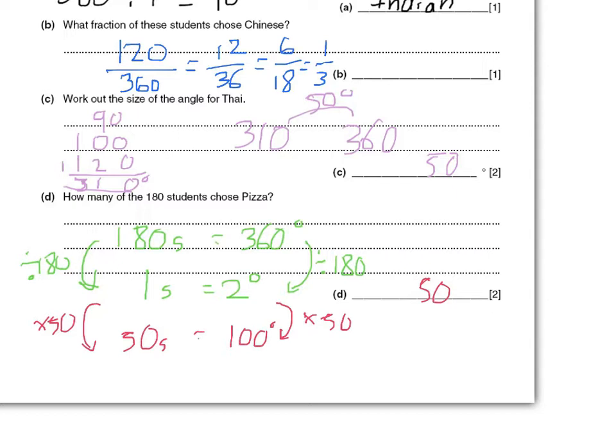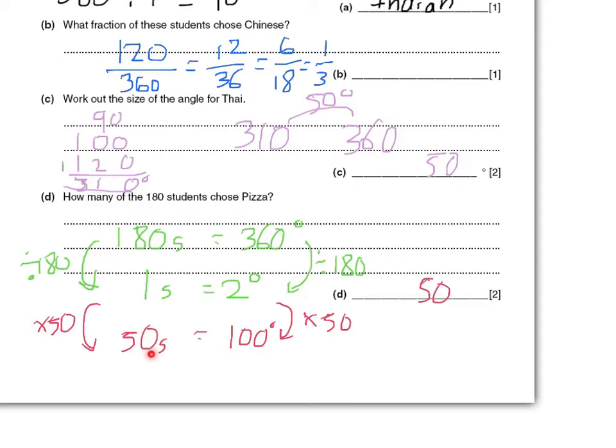So we need to find out what one student's worth by doing 360 divided by whatever the total frequency is. In this case it's 180. To find out what one student is, so one student's worth 2 degrees. Then we need to think, well, what do we times 2 by to get to 100 once we've found one person, and we times it by 50, so that means we've got 50 students.